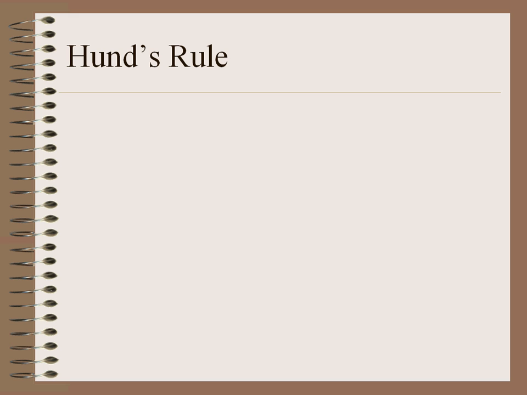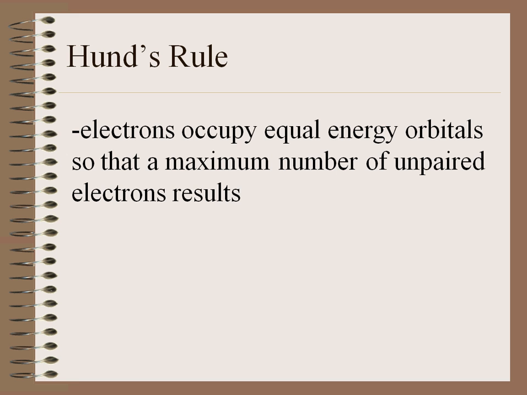Hund's rule says that electrons occupy equal energy orbitals so that a maximum number of unpaired electrons results. So they need to occupy equal energy orbitals. In a sublevel, you will place 1 electron in each orbital first, then go back and pair them up. And so we have some examples for you.